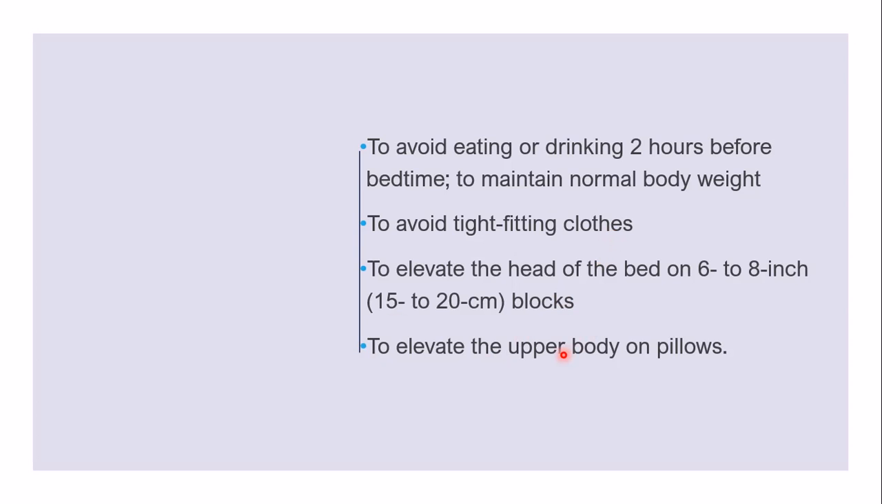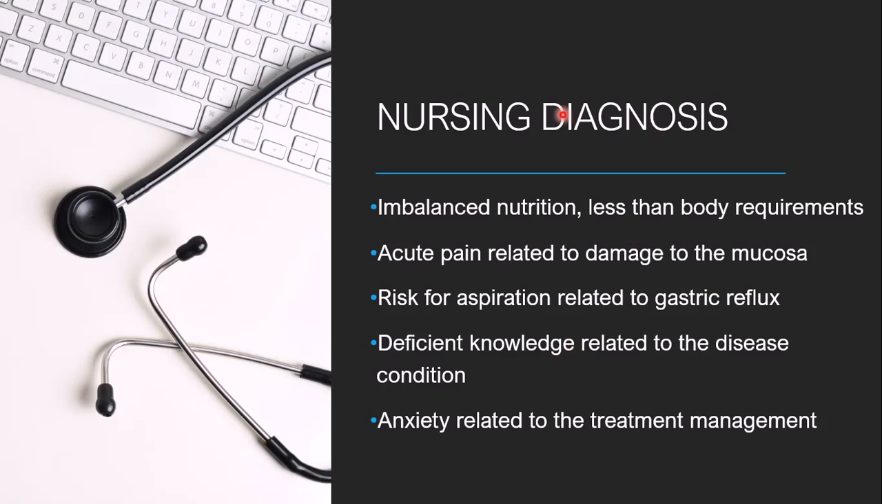Now, the last heading is nursing diagnosis. We know it's something related to digestion and food, so imbalanced nutrition. You can just blindly write this nursing diagnosis in all your digestive system disorders: imbalanced nutrition less than body requirements, and there could also be imbalanced nutrition more than body requirements. Acute pain related to damage to the mucosa: the mucosa is being damaged, so the person will experience pain. Risk for aspiration related to gastric reflux: there is gastric reflux, so there are more chances of aspiration.